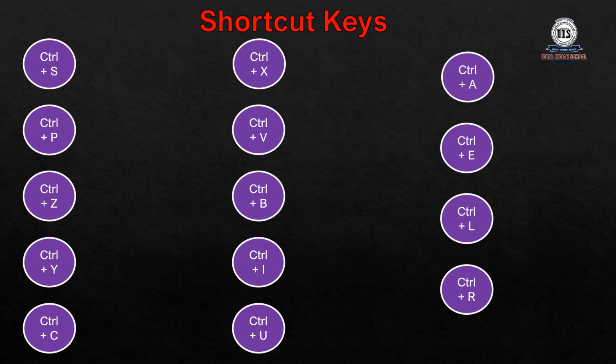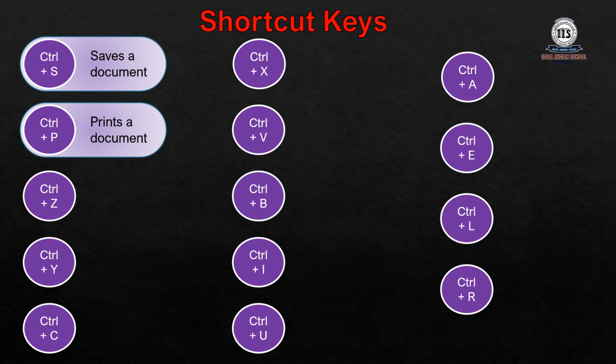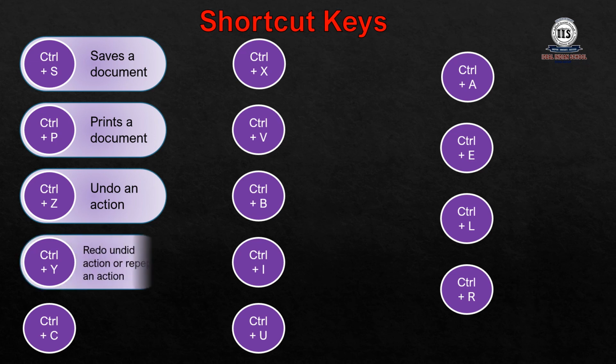You can use shortcut keys as an alternative to using the mouse while working in Word. You can open, close, save, copy, paste, print, etc. using keyboard shortcuts. Let's see some of these shortcut keys. First, Ctrl plus S helps you to save a document. Ctrl plus P prints a document. Ctrl plus Z undoes an action. Ctrl plus Y redoes an undone action or repeats an action.